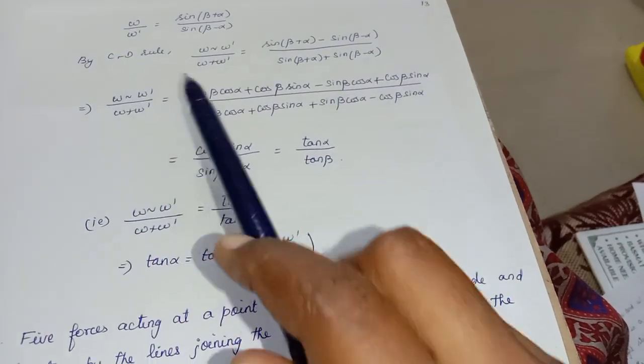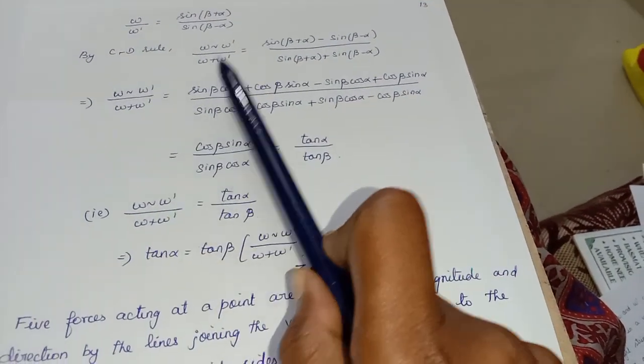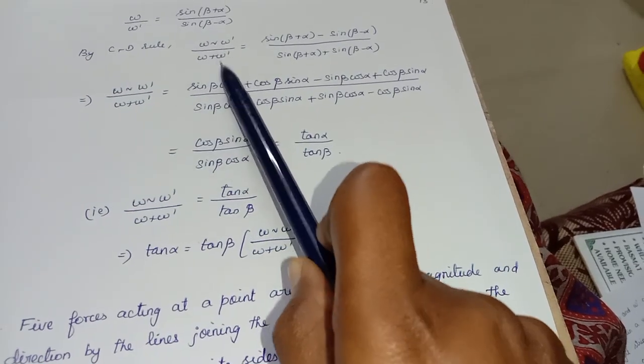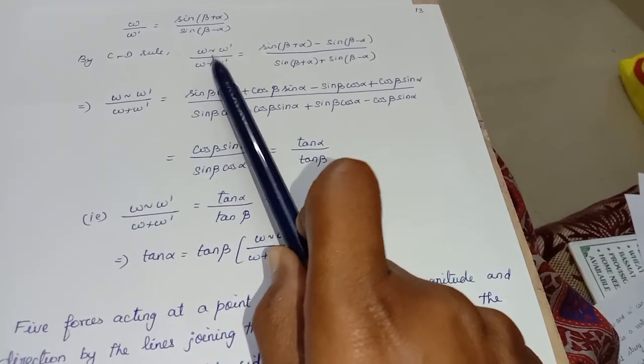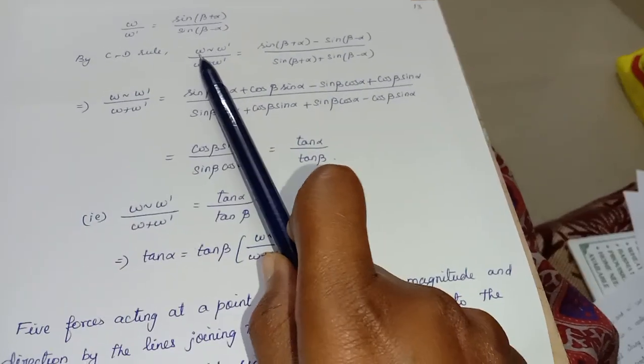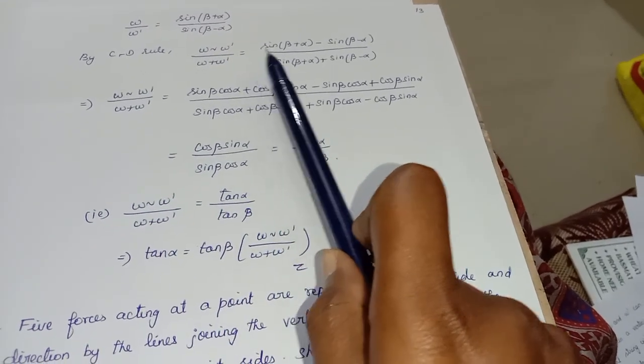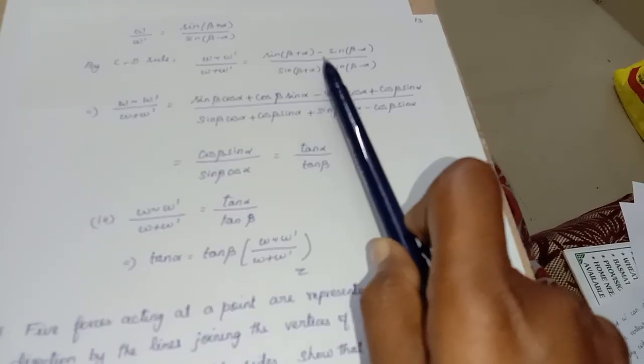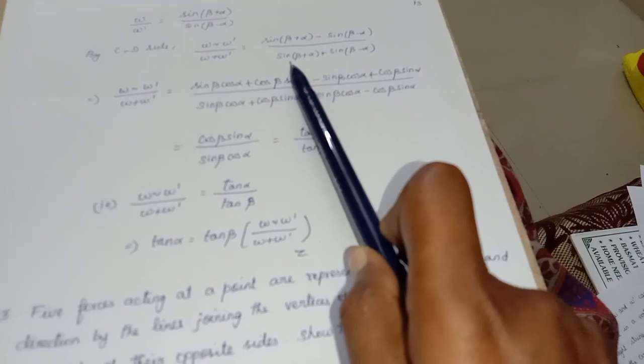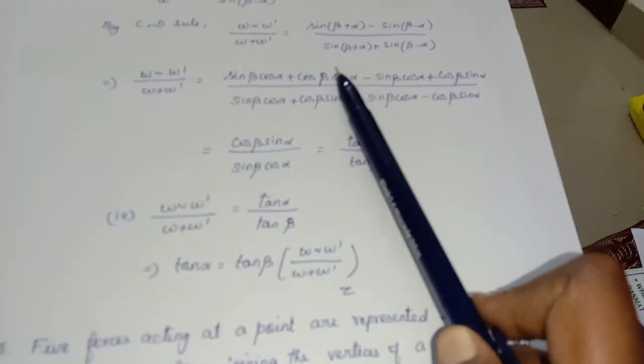Now you apply the componendo dividendo rule. So W minus W dash by W plus W dash. Whichever is bigger, we have to subtract. That's why I put this different sign. So W minus W dash by W plus W dash equal to sine of beta plus alpha minus sine of beta minus alpha by sine of beta plus alpha plus sine of beta minus alpha.